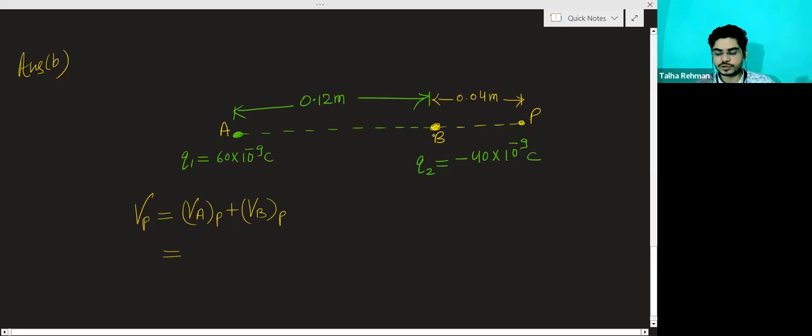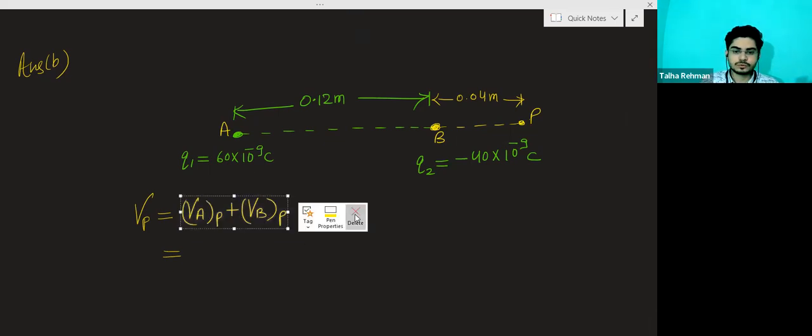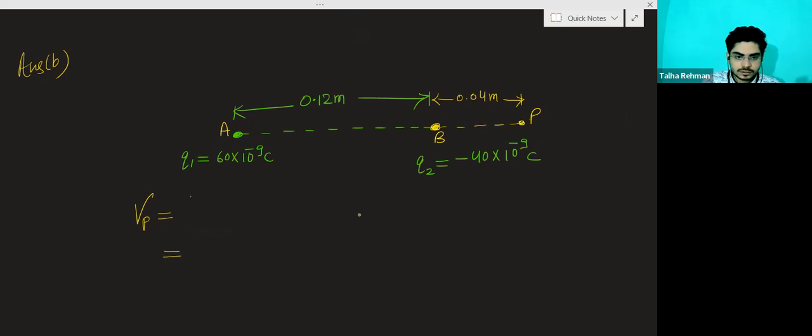Nida, are you getting or not? It's a very easy question. Means here you have to find the potential. So potential here will be due to charge at A, and potential here due to charge at point B. So it is right like this: potential due to Q1 at point P plus potential due to Q2 at point P.